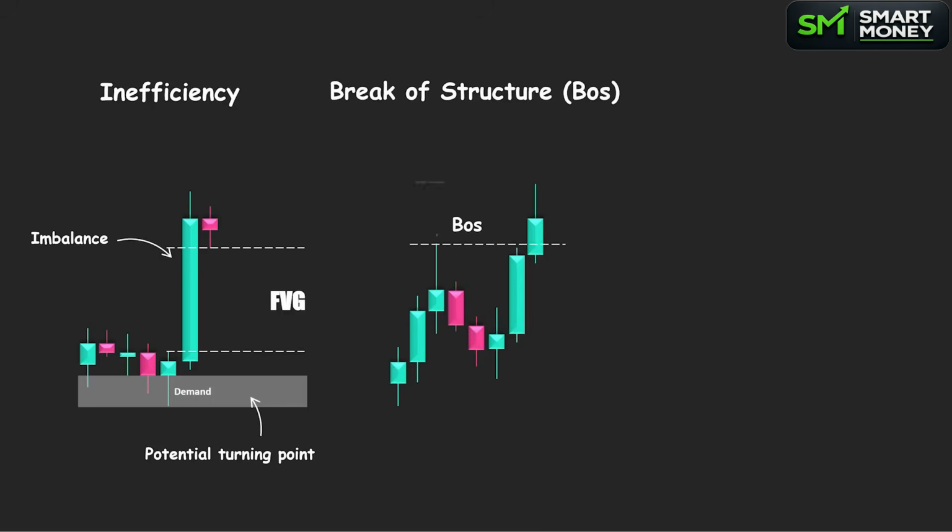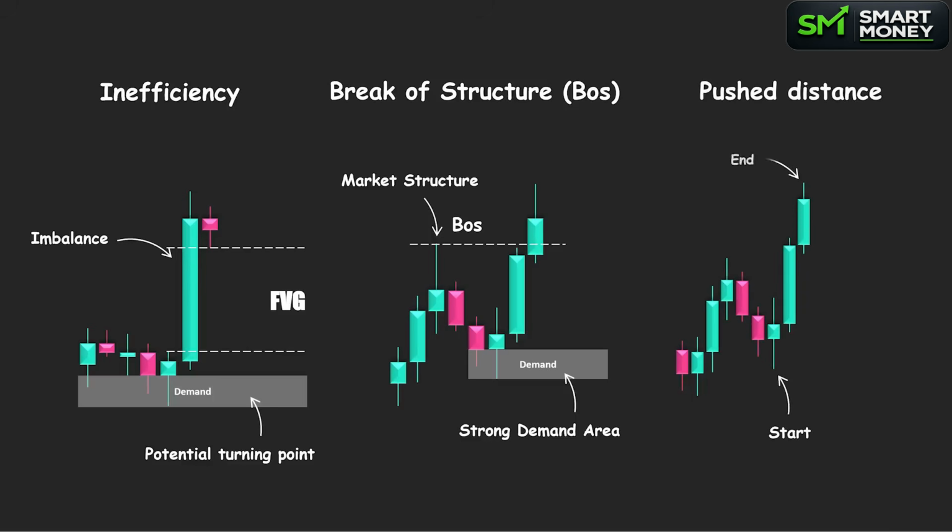A break of structure occurs when price breaks the recent market structure level to the upside in a bullish scenario. This shows that buyers are still in control, and the current trend is likely to continue. The pushed distance refers to how far the price moves away from a zone before returning to it. The further the price moves away, the stronger the rejection is considered to be, which can make the zone more reliable. By combining inefficiency, break of structure, and pushed distance, you can identify stronger supply and demand zones and focus on higher probability trading opportunities.